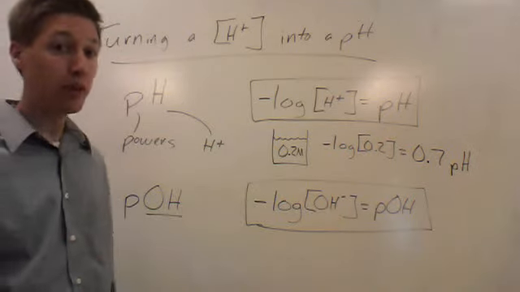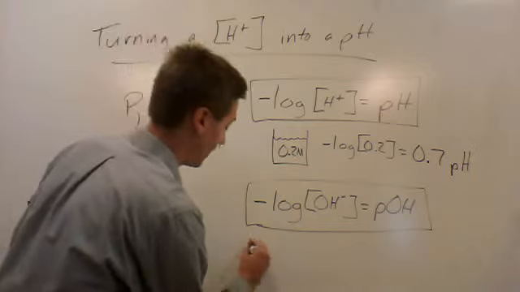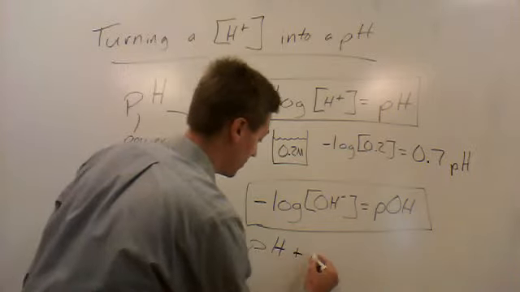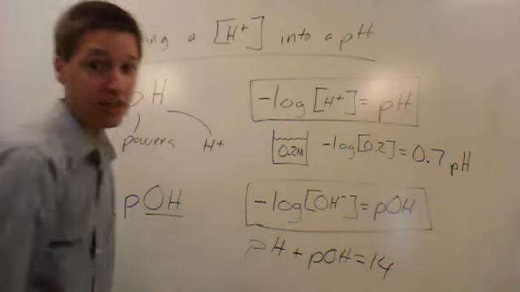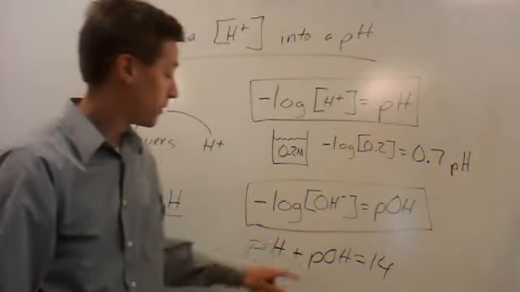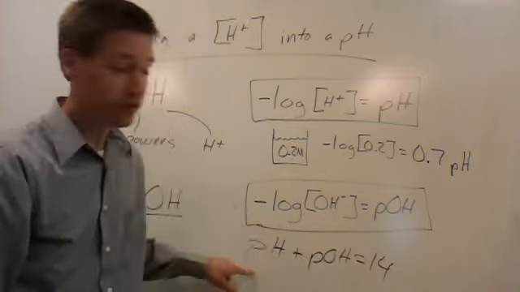How are pH and pOH related? pH plus pOH equals 14. And that's a constant. So if you know what the pOH is, you can turn it back into finding the pH.